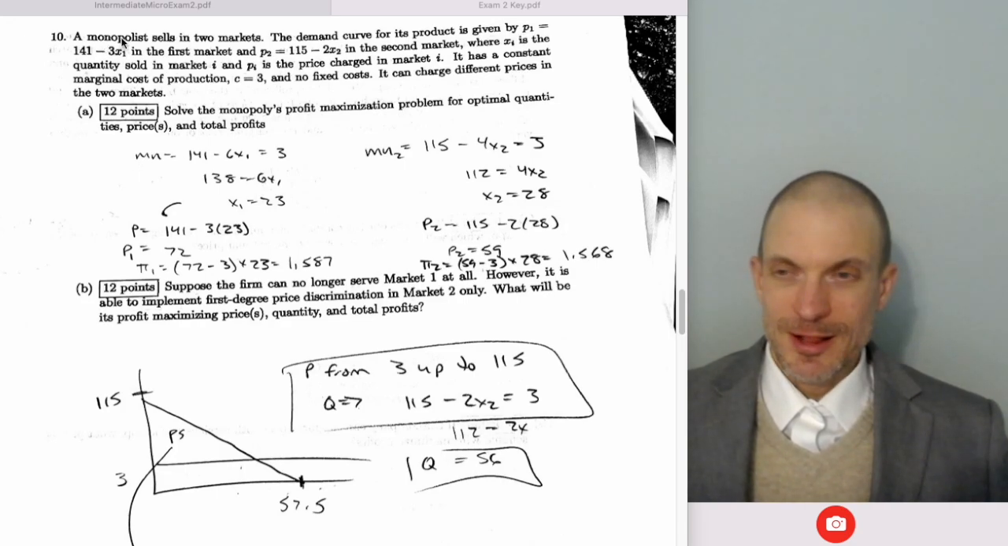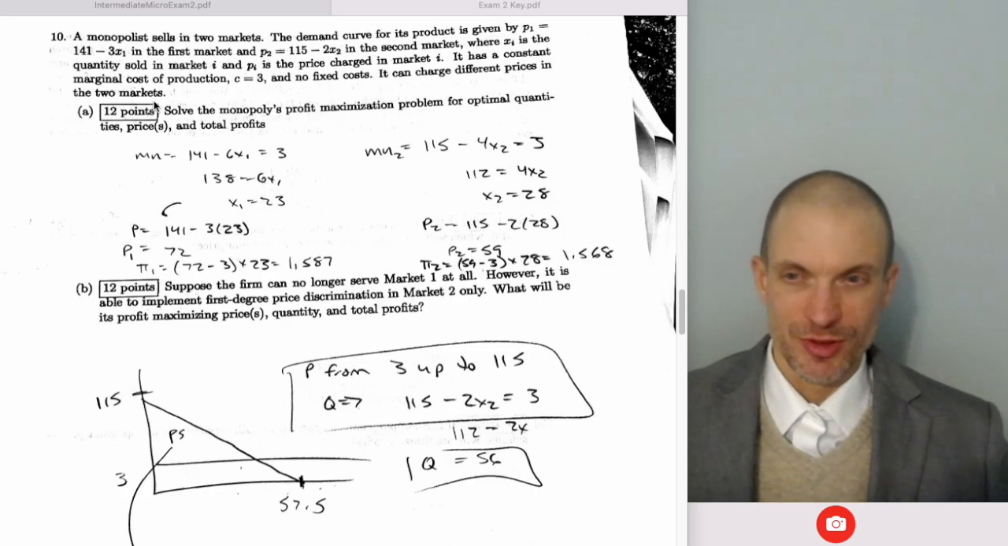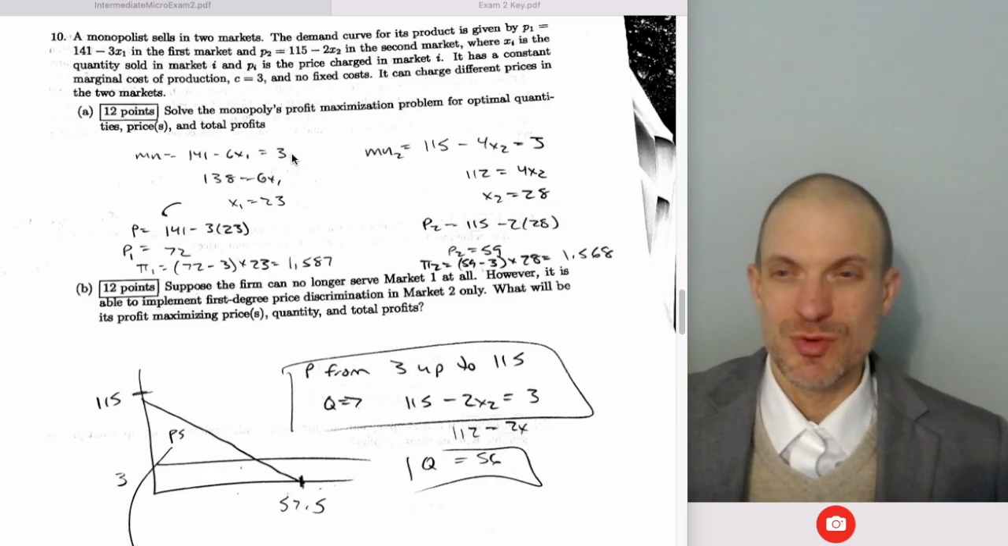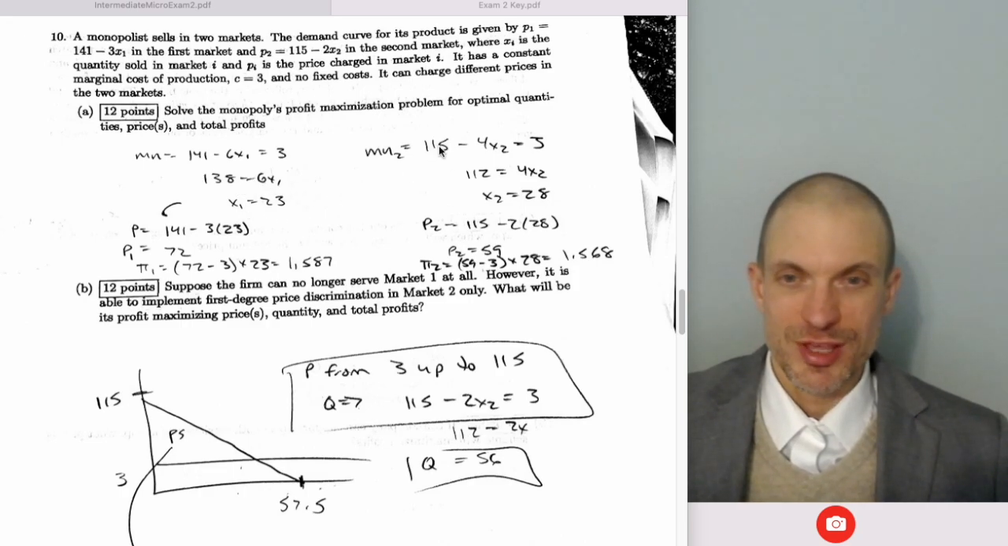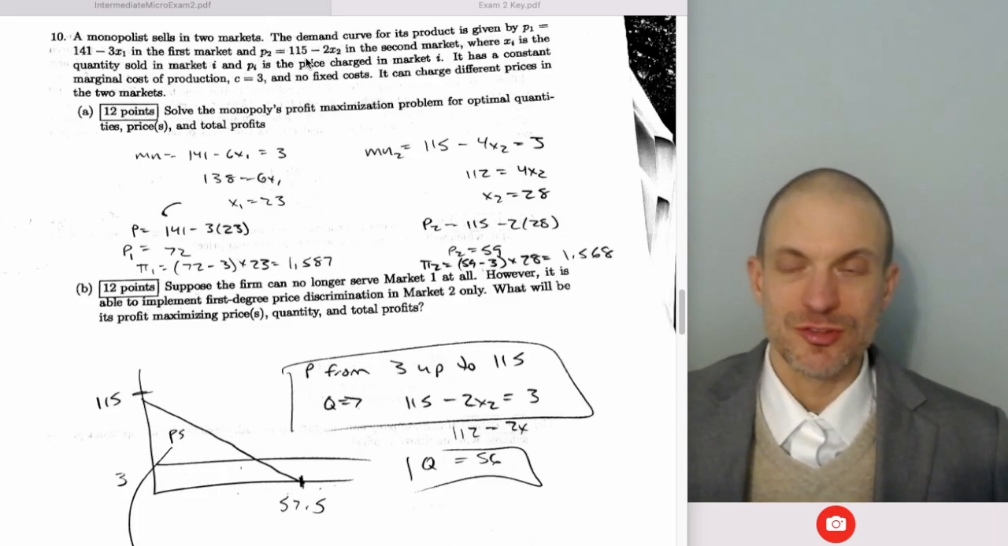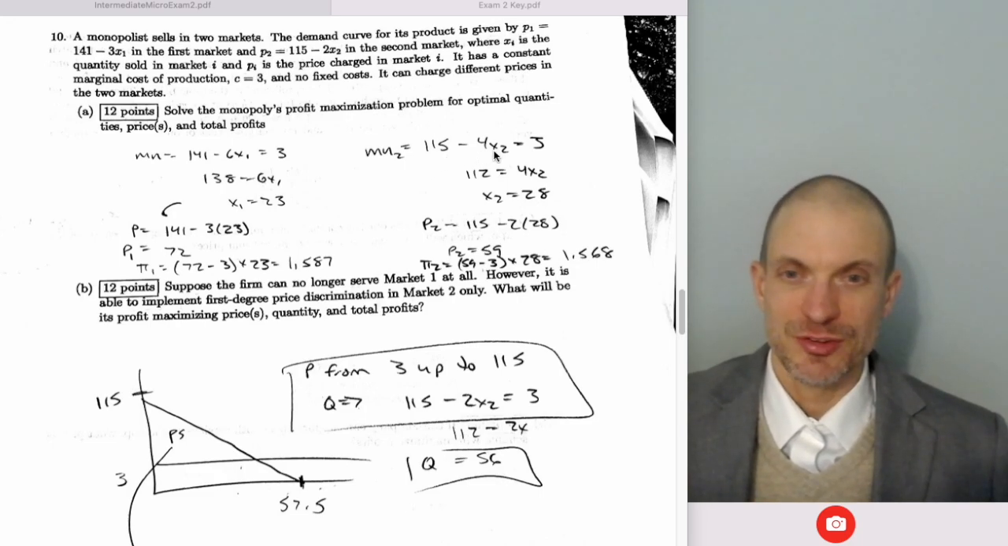In the first market, the shortcut is to recognize that if price is equal to 141 minus 3x1, marginal revenue is going to have the same vertical intercept, 141, but double the slope, so minus 6 instead of minus 3. Set this equal to marginal cost. Solving, we get 138 is equal to 6x1, and x1 is going to be 23. Over here, do the same thing. The inverse demand is 115 minus 2x2, so the marginal revenue is 115 minus 4x2 is equal to 3. Solving again, we're going to use 28 units of good 2.